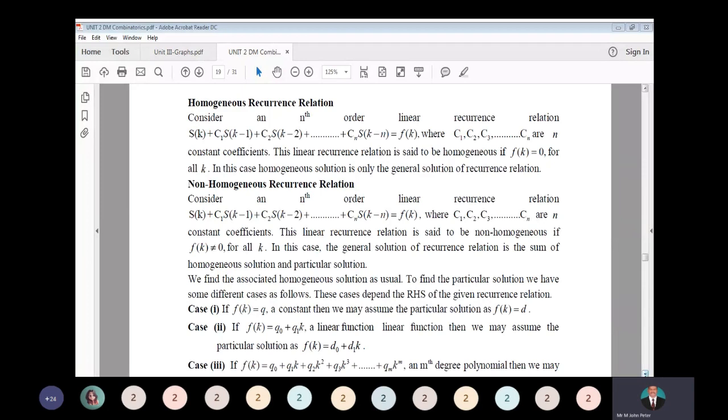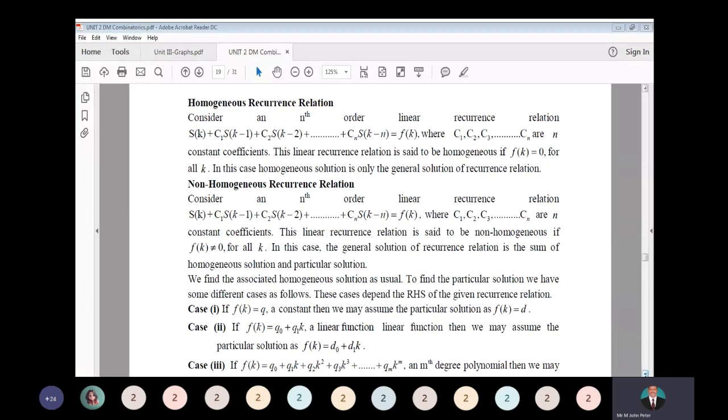Non-homogeneous recurrence relation: consider an nth order linear recurrence relation, s of k plus c1 into s of k minus 1 plus c2 into s of k minus 2 plus and so on, cn into s of k minus n is equal to f of k, where c1, c2, c3 are constants. This linear recurrence relation is said to be non-homogeneous if f of k is not equal to 0. So f of k is some function, then it is called non-homogeneous. In this case, the general solution of the recurrence relation is the sum of the homogeneous solution and the particular solution.